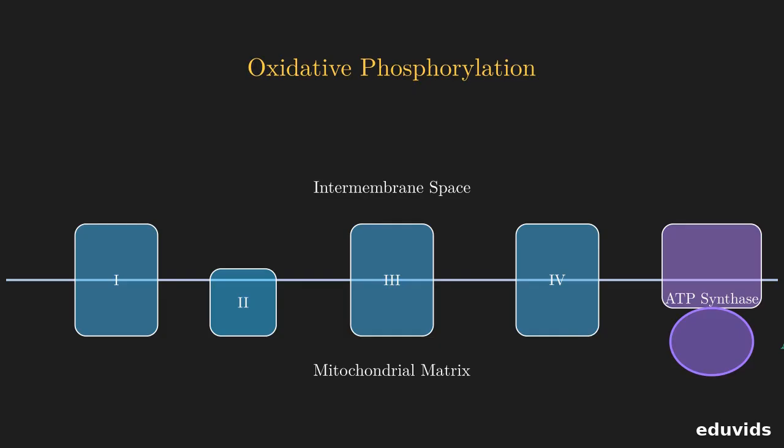Oxidative phosphorylation is crucial because it generates the vast majority of the cell's ATP. Without it, cells would struggle to get enough energy from food to survive.